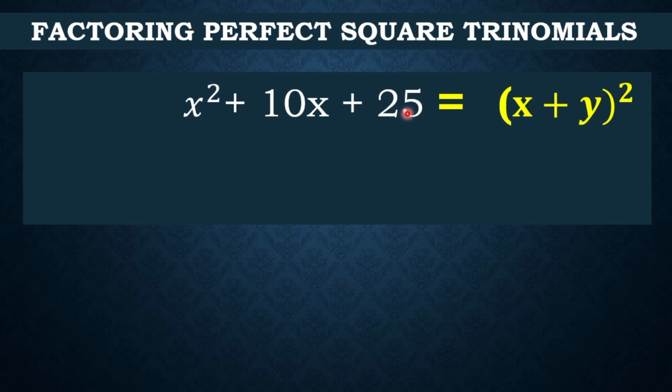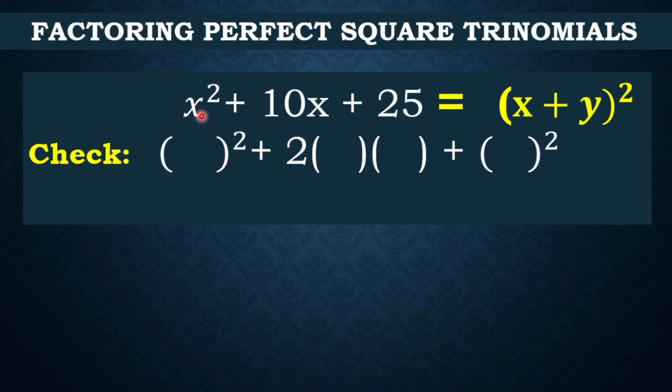So, i-check muna natin bago natin gamitin ito. I-check muna natin kung perfect square ba to at perfect square ito. Kasi, hindi mo to pwedeng gamitin tong pattern na to kapag hindi siya perfect square trinomial. So, this is a perfect square kasi x squared siya. Okay, and this is also a perfect square. This is 25. So, therefore, 5 ang square root niyan.